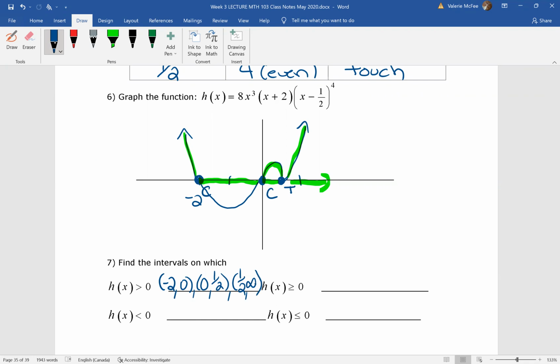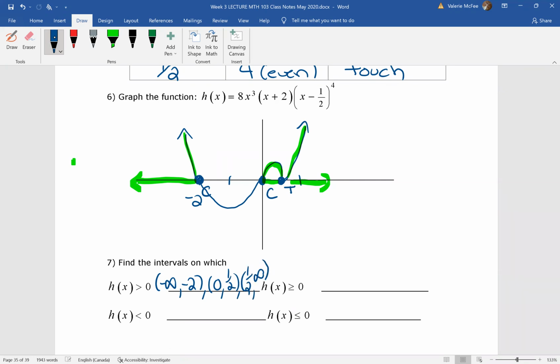Where is the function greater than or equal to 0? Uh-oh, I see I made a mistake there. Not from -2 to 0. You guys didn't stop me. Let's fix that. That was over here. There we go. From -infinity to -2. And from 0 to 1/2. And from 1/2 to infinity.